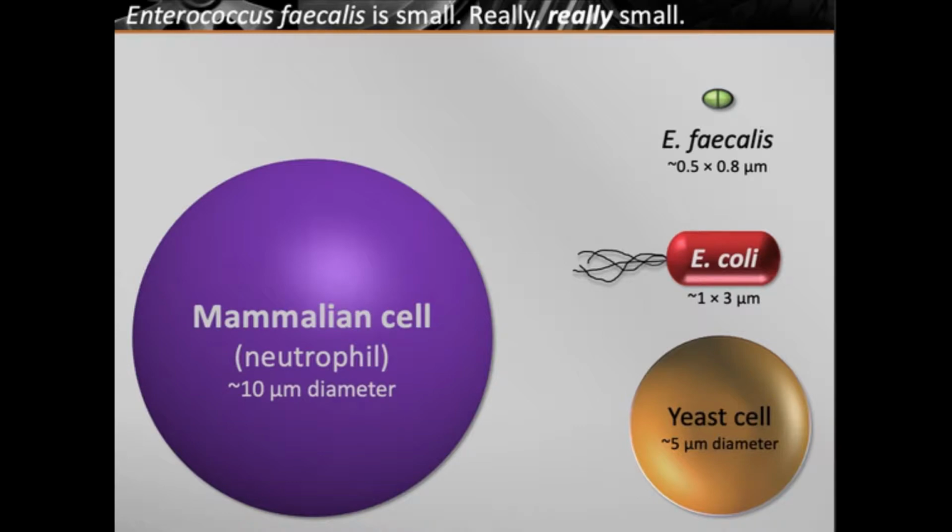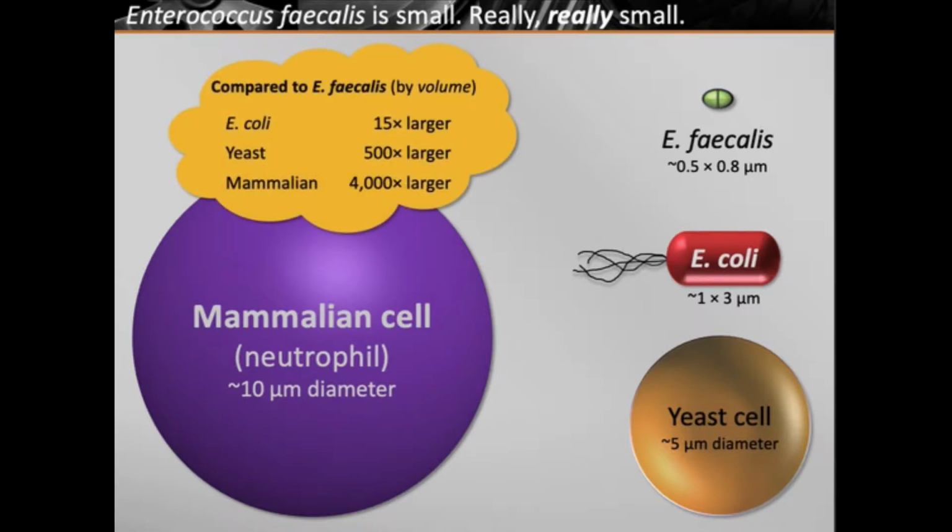And it's not just Enterococci. I mean, streptococci are really small too, but we often forget that. You can fit about 15 of these inside of an E. coli. You can fit about 4,000 of them inside of a mammalian cell. So a lot of the difficulties with even finding this organism are just that it's so small. It's basically like a really, really big virus. I mean, it's that small.